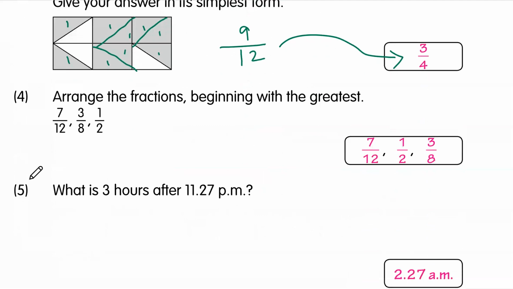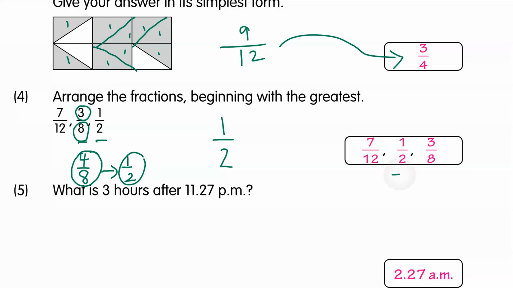Next, arrange the fraction beginning with the greatest. Half, I will put it at the center. Okay, now 3/8, is it greater or smaller than half? Interestingly, look at 8. What is half of 8? Half of 8 is 4/8. Right? 4/8 is equivalent to half. It's the same. So if I have 3 out of 8, then this fraction is definitely smaller than 4 out of 8 and is also smaller than half. 3 out of 8 is smaller than half. I put half at the center. 3 out of 8 smallest, right?